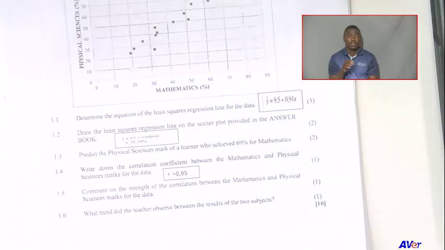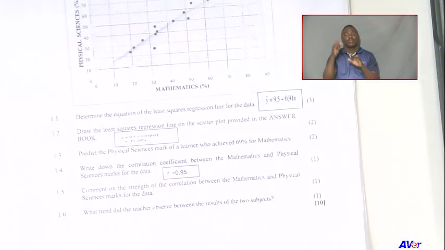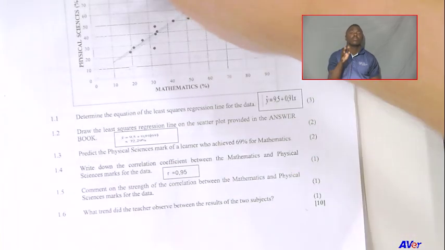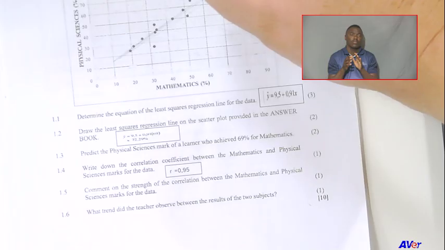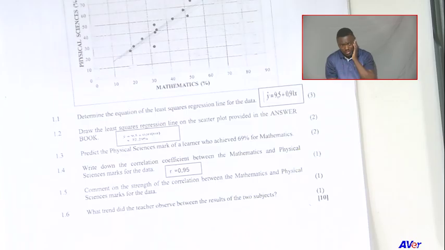Okay. People, did you get R is equal to 0.95? Right, the next question. Comment on the strength of the correlation between mathematics and physical science. Now I said, when you comment on the correlation, you first comment, is it positive or negative correlation? A positive correlation means if you draw a least squares regression line, it's going to be a positive gradient. If it is a negative correlation, the gradient of the least squares regression line will be negative. Is that clear?